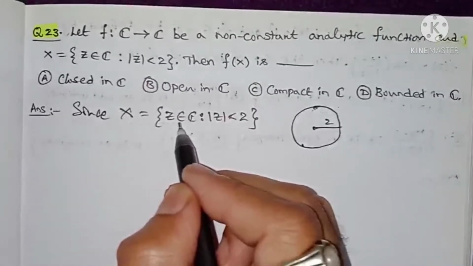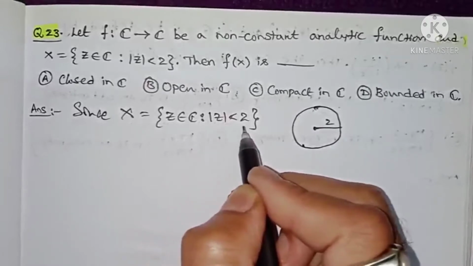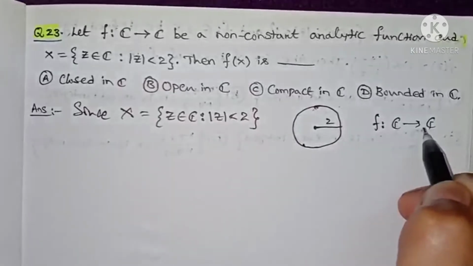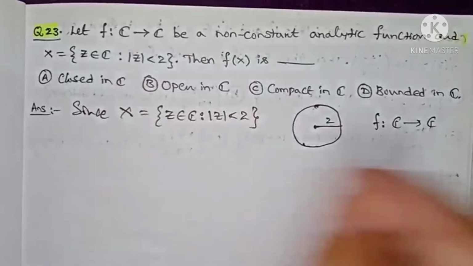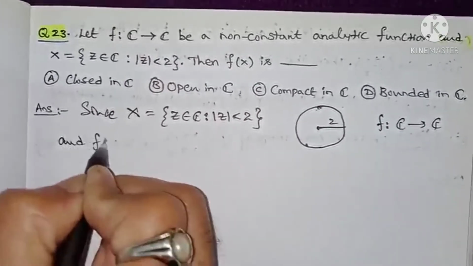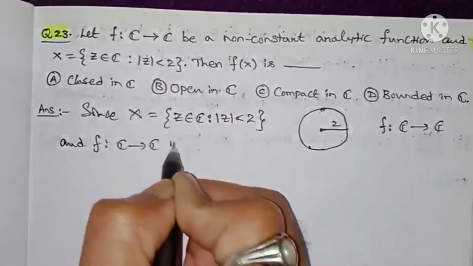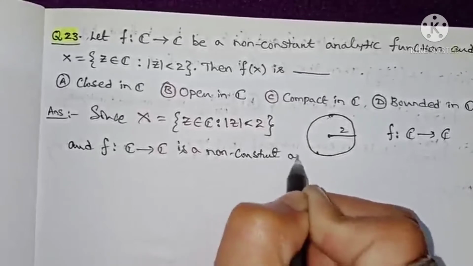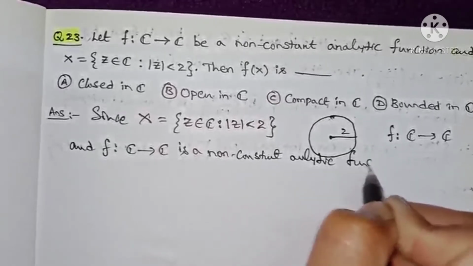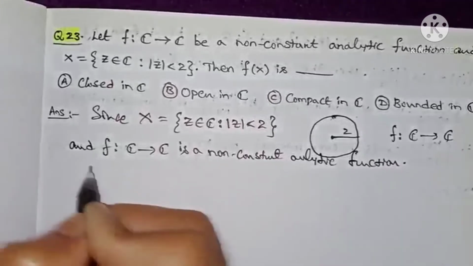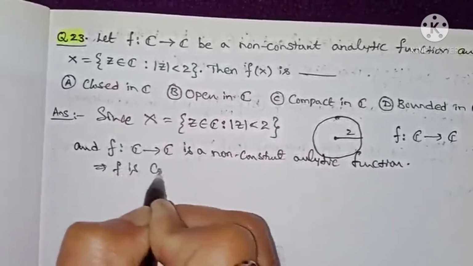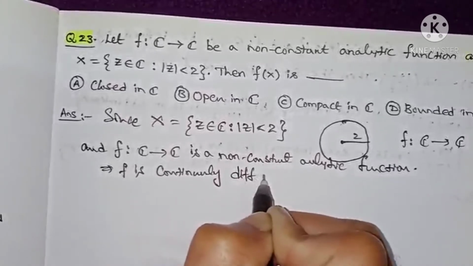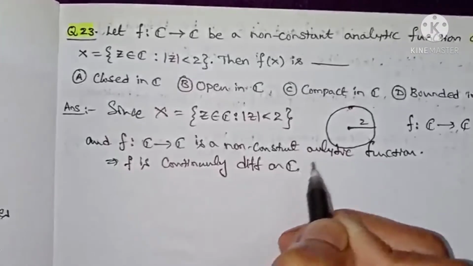So X is equal to the set of all z belongs to C such that modulus of z is less than 2. And given that f is a mapping from C to C that is a non-constant analytic function. Okay, so that means f is continuously differentiable on the complex plane C.